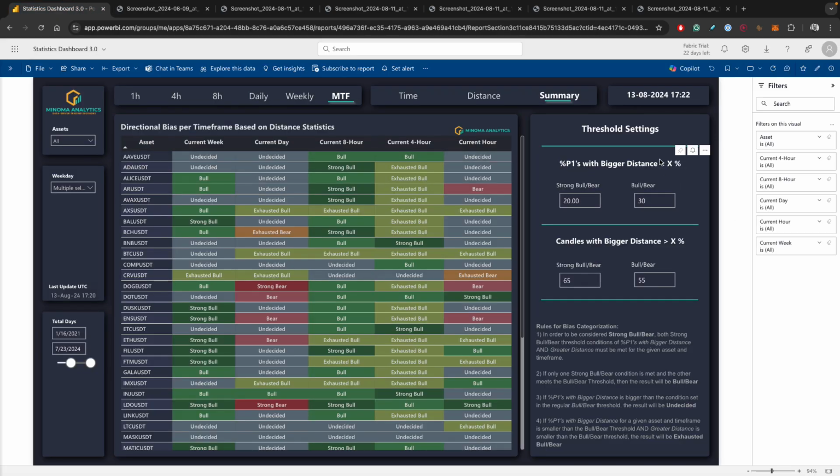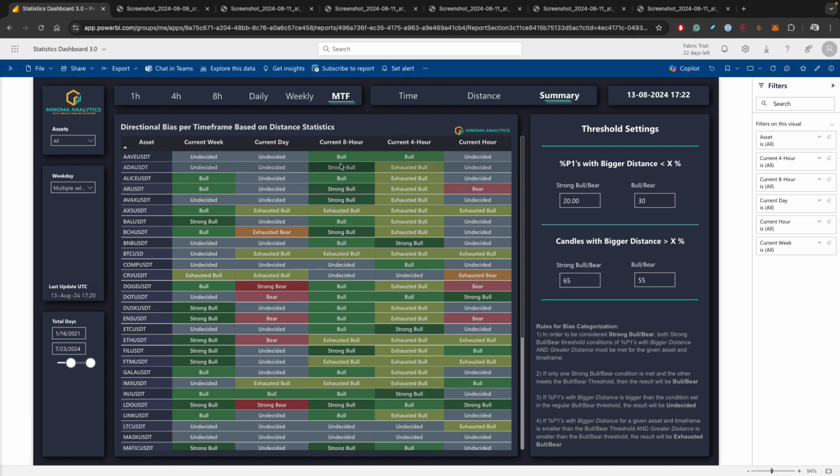But we will use these two metrics to determine what it is. Now, we see here P1s with bigger distance smaller than X%. These are threshold settings that we use to determine this. And then we have the same threshold setting for candles with bigger distance bigger than X%. On the left, you have the threshold for strong bull or bear, and on the right, we have the bull or bear threshold. Now we're going to dive into this with examples on how exactly that works, and we're going to look at each bias to begin with. So I already told you we have strong bull bear, bull, undecided, and exhausted bull bear.